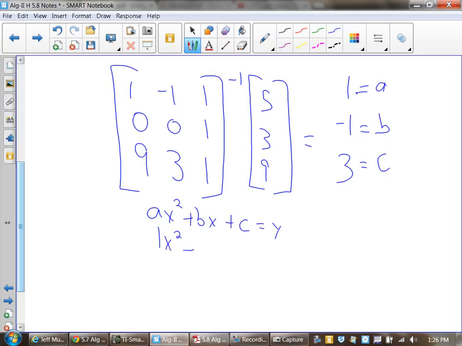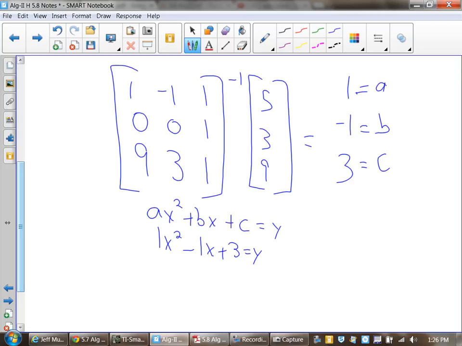What's B? If you had masking tape on there, it would work. Yeah. X squared minus x plus 3 is your answer. That's what that quadratic will look like given those 3 points.